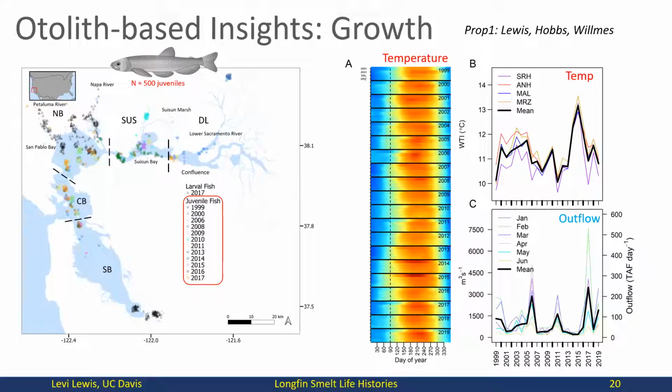We combined those with data collected and maintained by DWR on environmental conditions in the Delta, specifically temperature and outflow. And we used those data records to create interannual indices of winter temperature. And then also we used just the total outflow to create indices of outflow, which we then use to describe what some of the interannual patterns in growth might be.